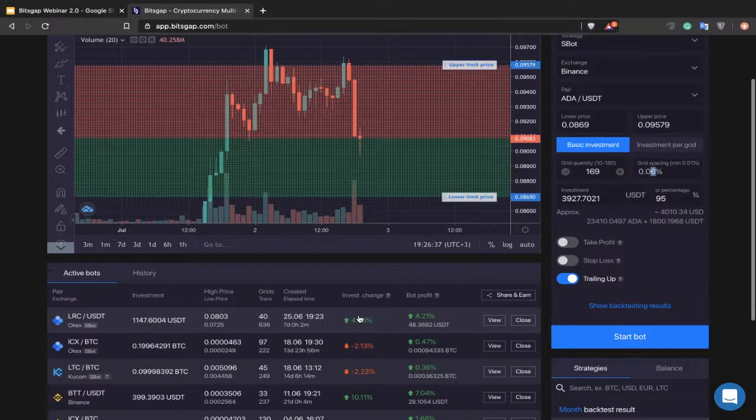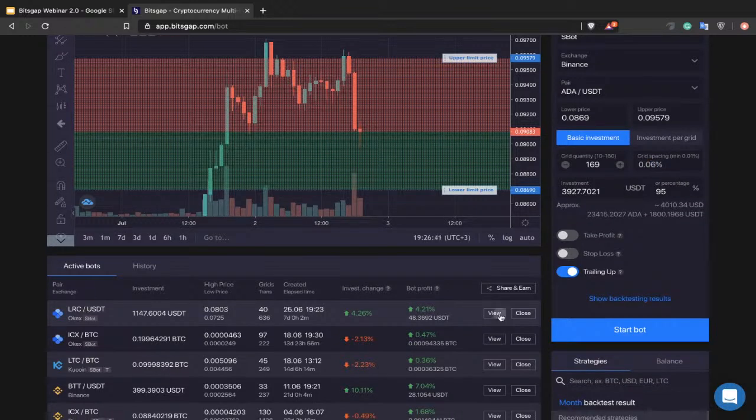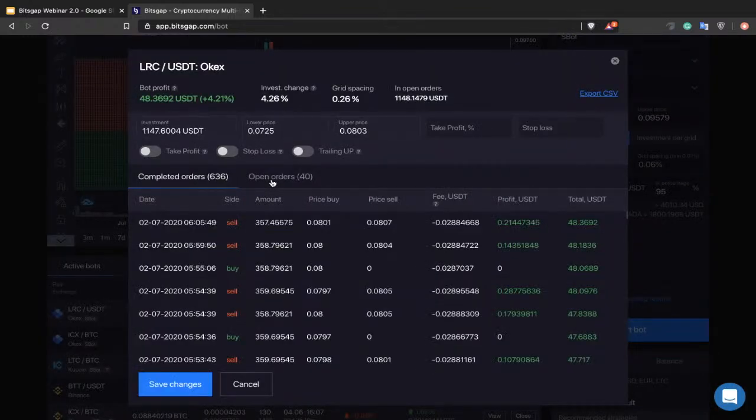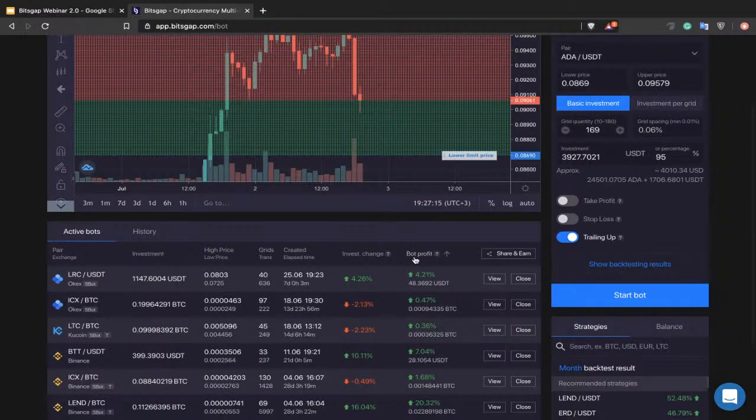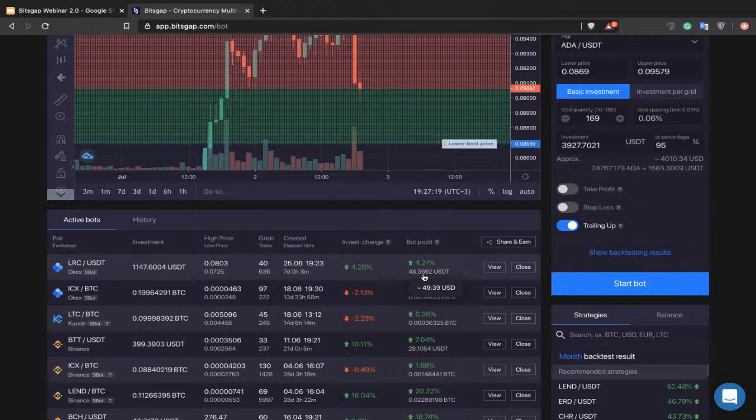And when you click on your active bot, let's say LRC to USDT, on the view button, here you have your completed orders, and you see that each time it executes a trade, you pay the fee. So that means your profit is net of all fees. So that's the pure profit, because it adjusts for the fee that you pay. That's another key feature that we have at Bitsgap, is that we take the fee into account and into calculation. So the profit that you see in the bot profit section is net of all fees. That's your pure profit, all right?